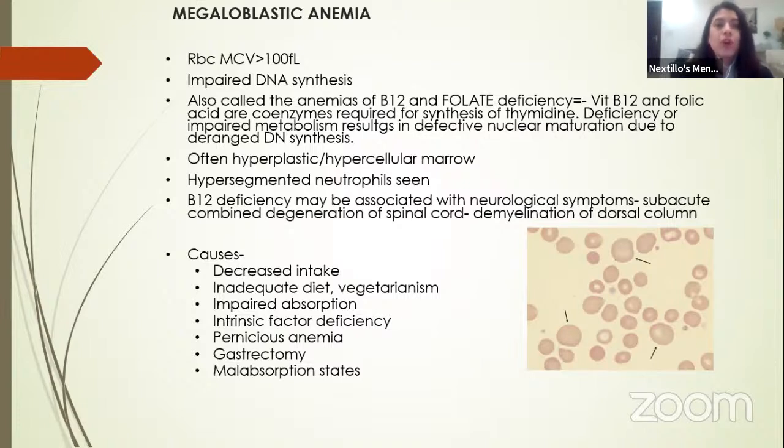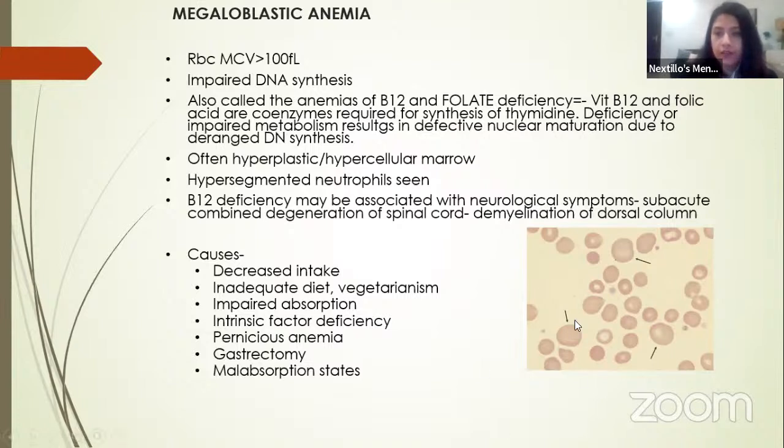So we have to do other tests to find out the exact cause of why we are seeing a macrocytic blood picture. Generally, a bone marrow examination is done. So as I've already told, you find a very hypercellular bone marrow picture, and there'll be large sized blasts, erythroid precursors in the blood. And because there is delayed maturation of the nucleus, we find a very sieve-like pattern in the nucleus of these blasts.